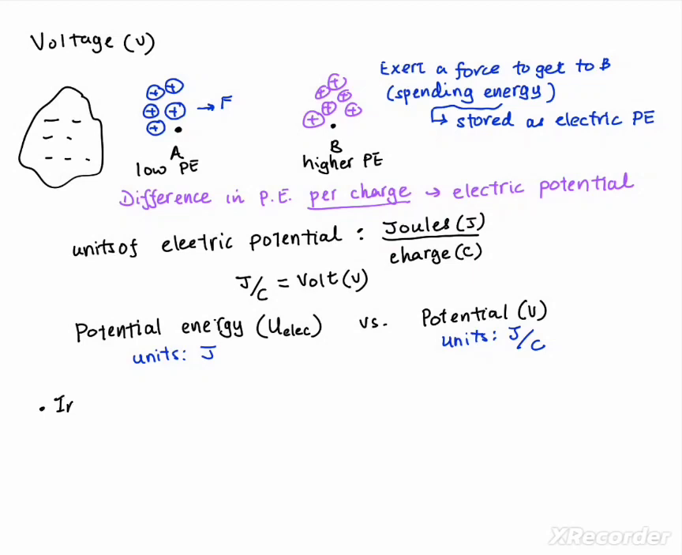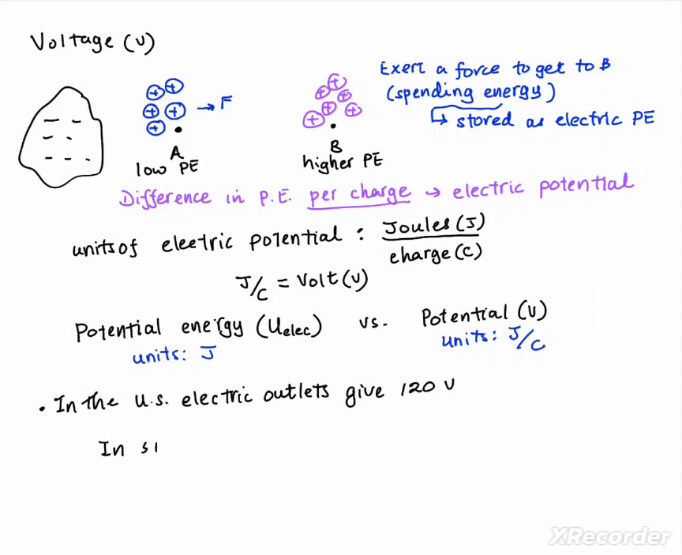Something to note, in the US, electric outlets in your home give 120 volts. This number can be different from country to country or region to region.